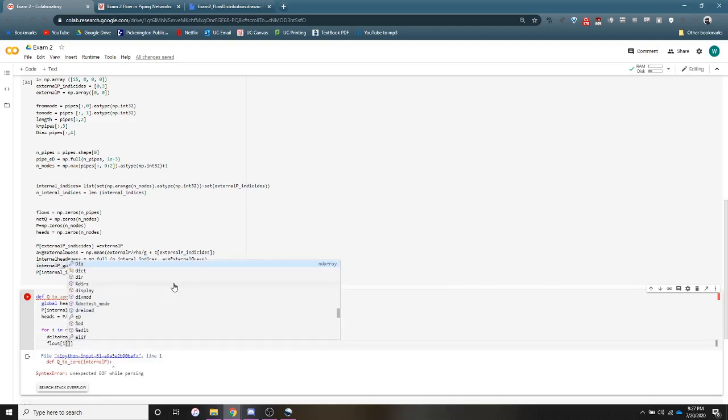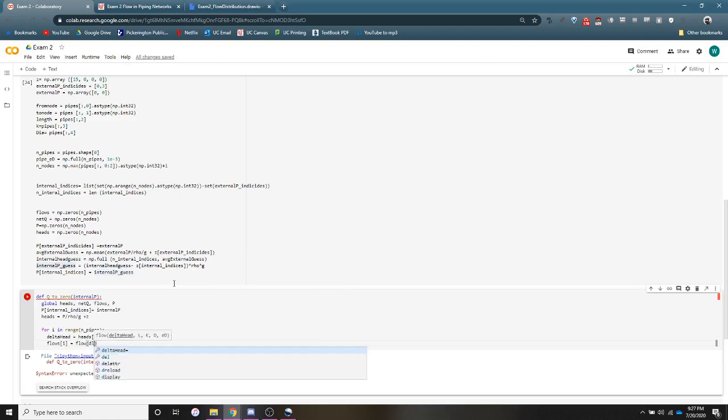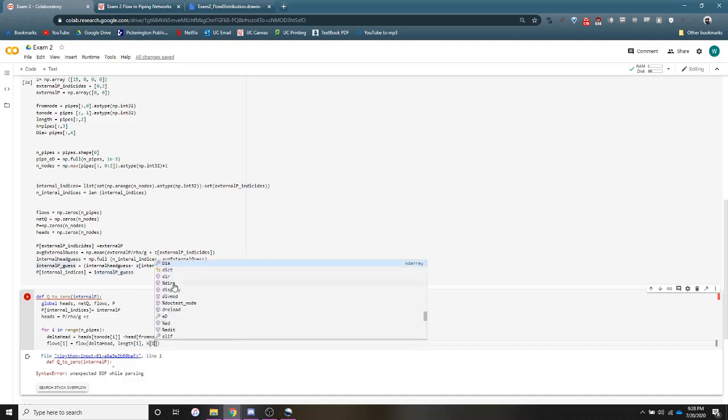Next thing we're going to do is calculate the flows. That's flows at i, and that's going to be equal to, using the flow function from earlier, the delta head, the lengths at i, the K, which is also at i, the diameter at i, and finally the ED pipes, so pipes ED, that's also at i.